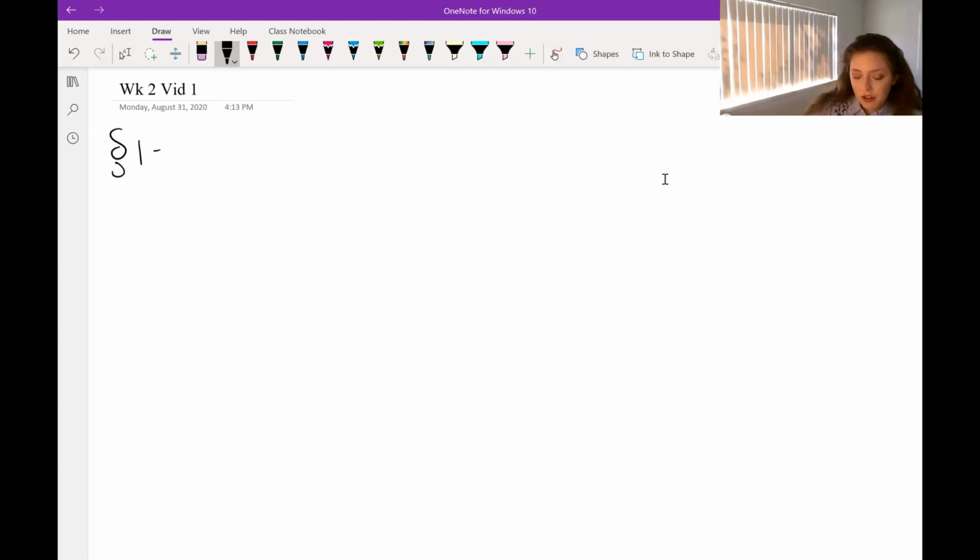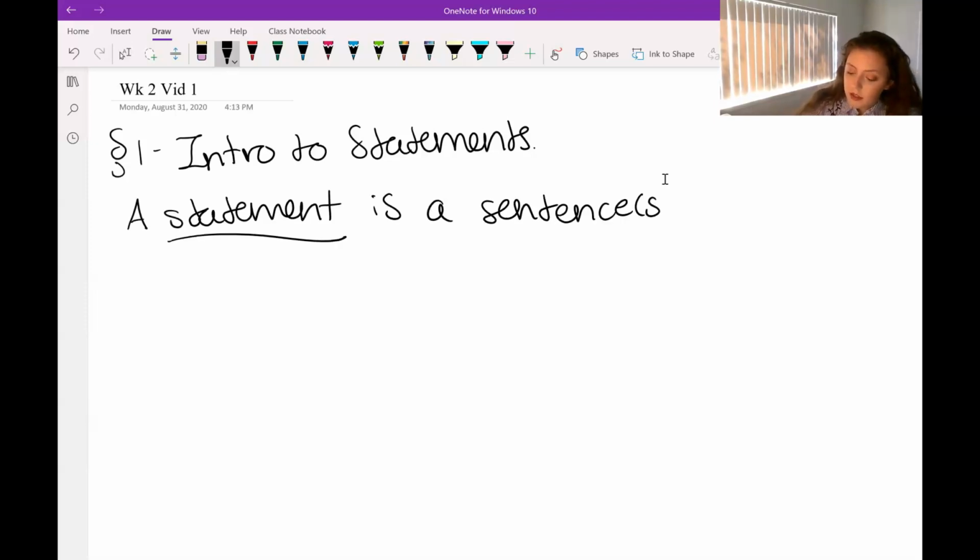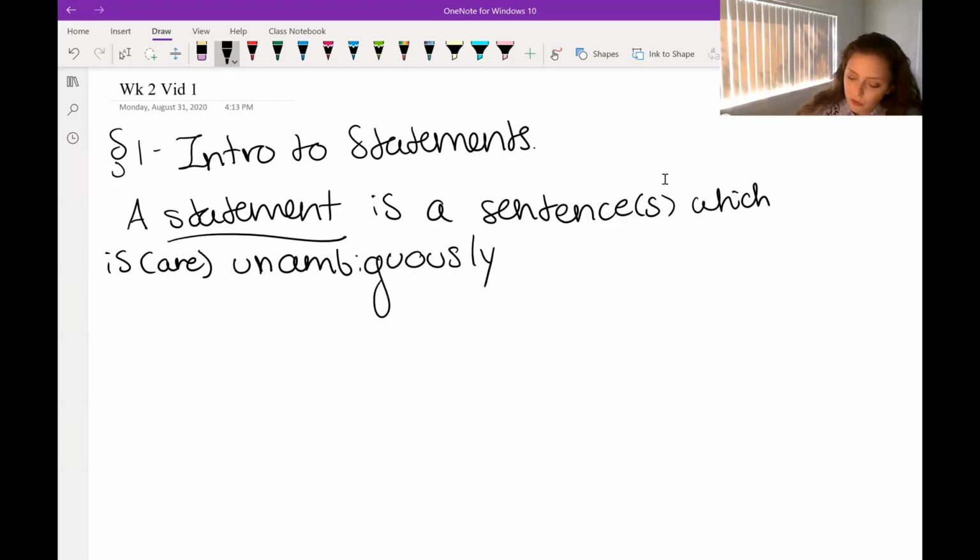So section 1, I'll call Intro to Statements. So let's define what that means. A statement is a sentence which is, or are if it's plural, unambiguously true or false. Never both.